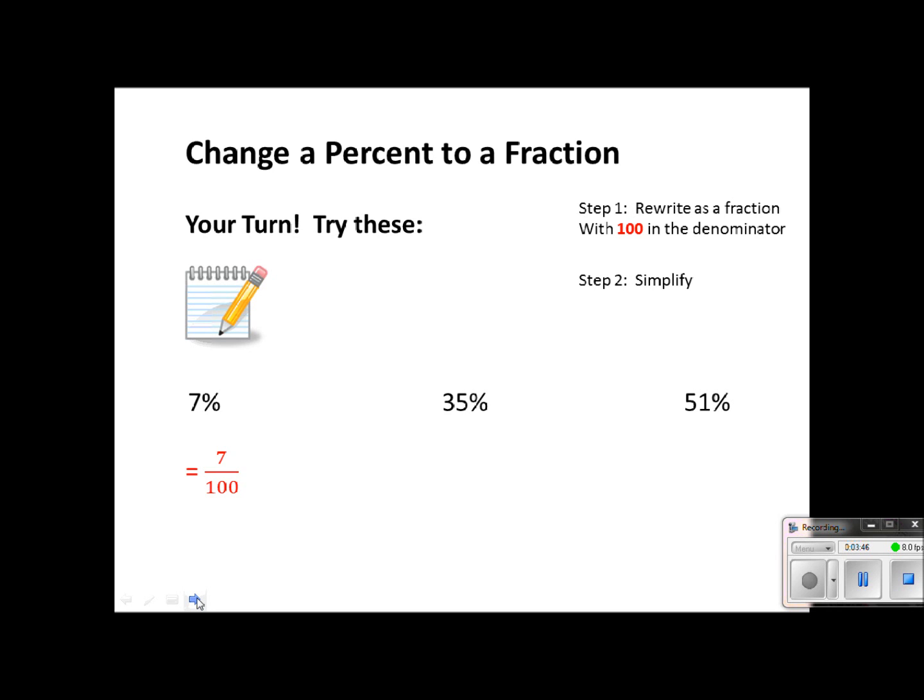Welcome back. Hopefully you didn't cheat and that you were able to do all 3 of these. The first one would just be 7 over 100, and we cannot simplify that. There's nothing that divides into 7 and 100. And then 35% would be 35 over 100. These are both divisible by 5. 35 divided by 5 is 7. 100 divided by 5 is 20. And then 51% would be 51 over 100, and there's nothing that we can divide into the 51 and the 100, so we're going to leave it like that.